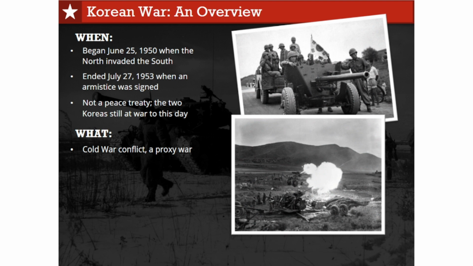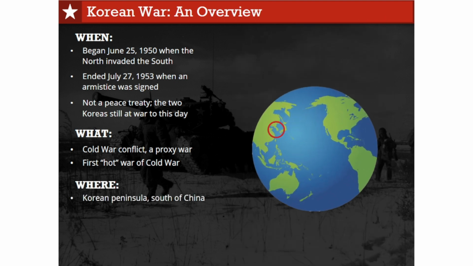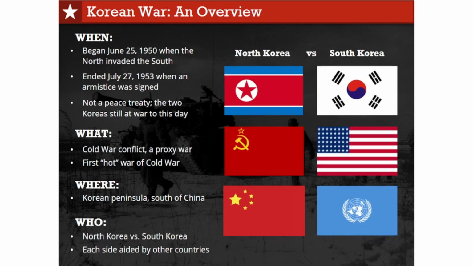As we discussed earlier, the Korean War is a Cold War conflict, a proxy war. It was the first hot war of the Cold War. The Korean War took place throughout the Korean peninsula, which extends south of China. The conflict brought in other participants. The Soviet Union and China aided North Korea because they wanted to see Korea united under communism. The U.S. was determined to not let that happen. American forces helped defend South Korea with soldiers from 16 other countries represented by the United Nations.